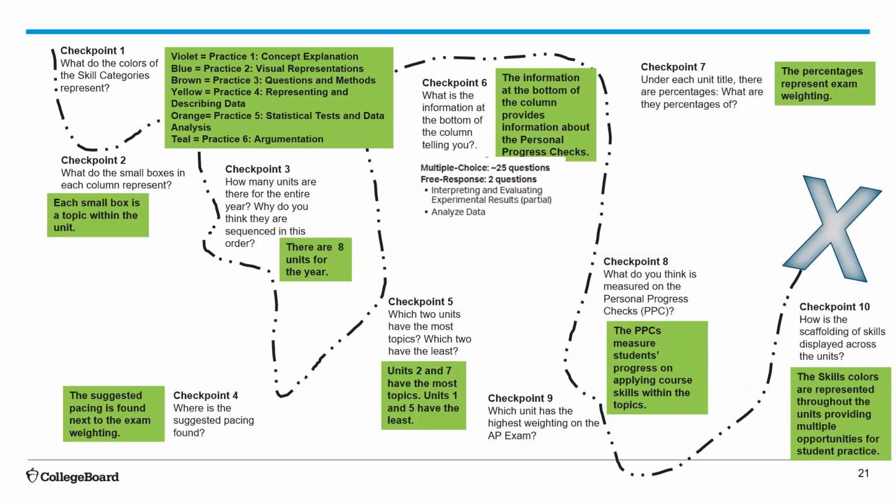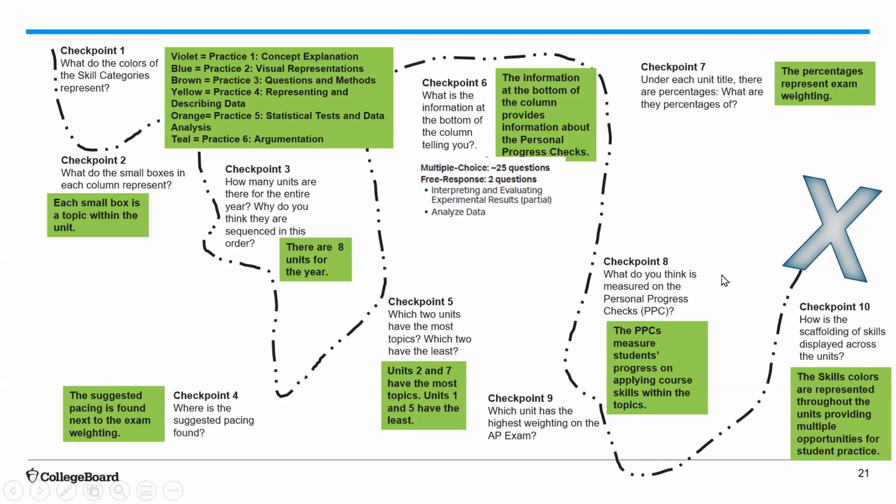Checkpoint 6, what's the information at the bottom of the column telling you? It's telling you about what's available in the personal progress check. Number 7, under each unit title, there are percentages. What do those percentages mean? Those percentages tell you what percentage of the exam is going to be based off of that unit.